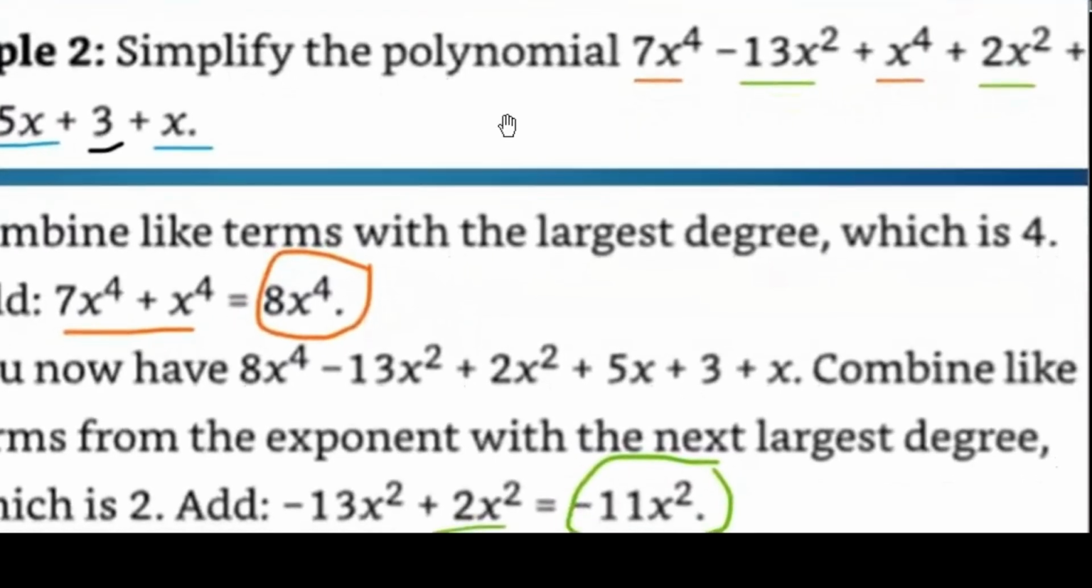This is easier to see. I highlighted the like terms in different colors so that this is easier to follow. Okay, so we're being asked to simplify the polynomial 7x raised to the power of 4 minus 13x squared plus x raised to the power of 4 plus 2x squared plus 5x plus 3 plus x.